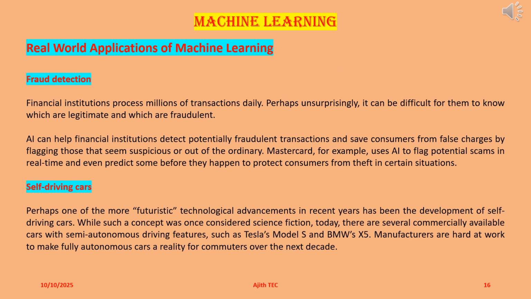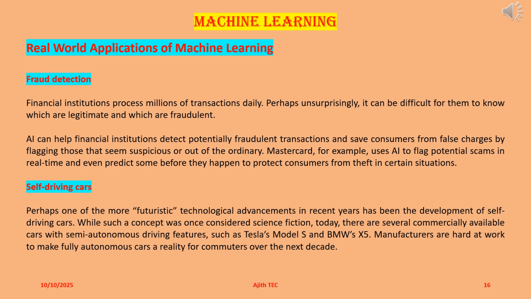Real-world applications of machine learning. Fraud detection. Financial institutions process millions of transactions daily. Perhaps unsurprisingly, it can be difficult for them to know which are legitimate and which are fraudulent. AI can help financial institutions detect potentially fraudulent transactions and save consumers from false charges by flagging those that seem suspicious or out of the ordinary. MasterCard, for example, uses AI to flag potential scams in real time and even predict some before they happen to protect consumers from theft in certain situations.